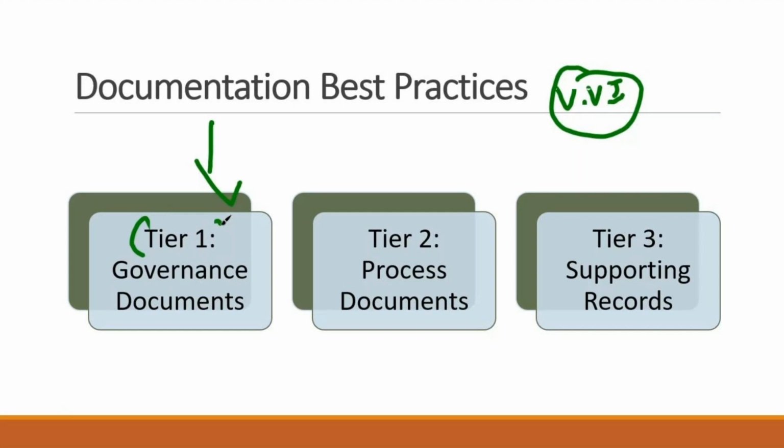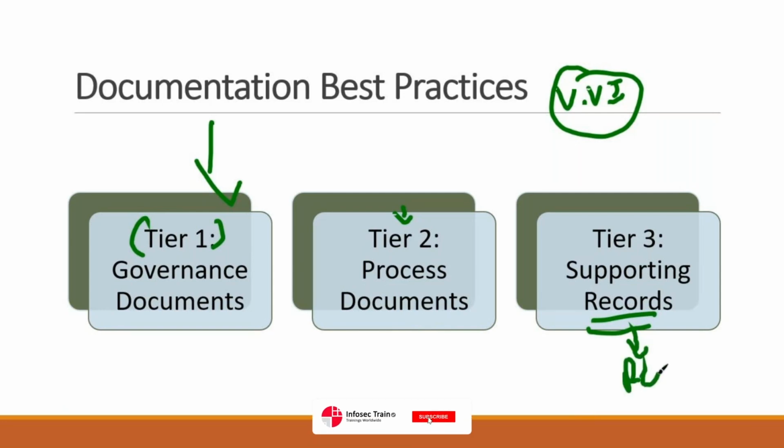Tier 1 documents are your governance documents, for example your scope document, your policy document, your risk management framework. Those documents come under your tier 1 governance documents. Then we have your tier 2 process documents: what are the procedures, incident management process, business continuity plan. So the plans will come under your process documents. And last is your supporting records. By the name itself, you can see records are reports which cannot be modified. Those support your risk treatment plan, your attendance log, your internal audit report, your management review report. So those will come under your tier 3 supporting records.